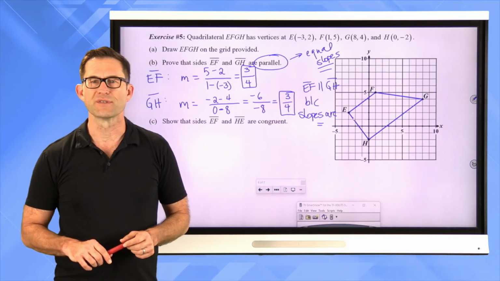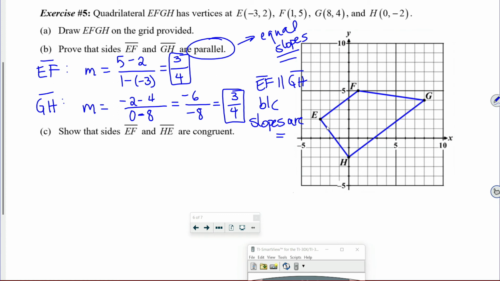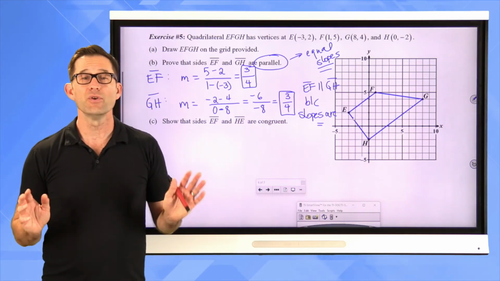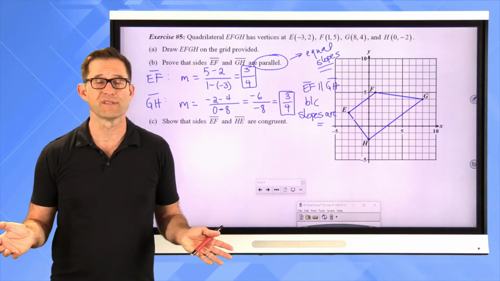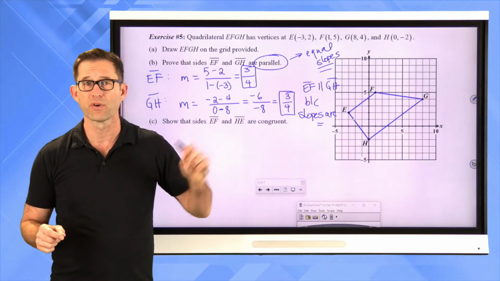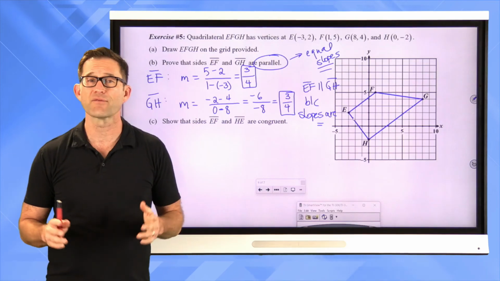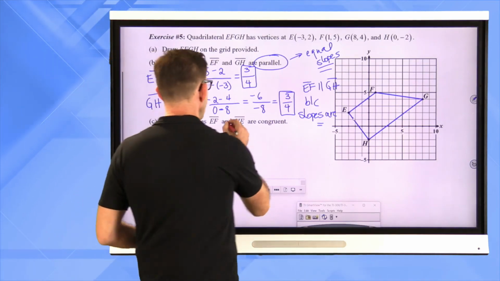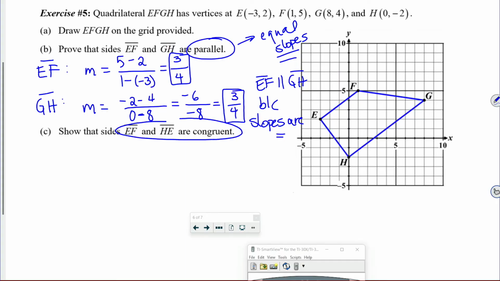Now let's take a look at letter C. Show that sides EF and HE are congruent. Well look, two segments are congruent if they have the same length. It's that simple. If we're trying to prove two segments are congruent, we have to show that they have the same length, so we need to show they're the same length using the distance formula.